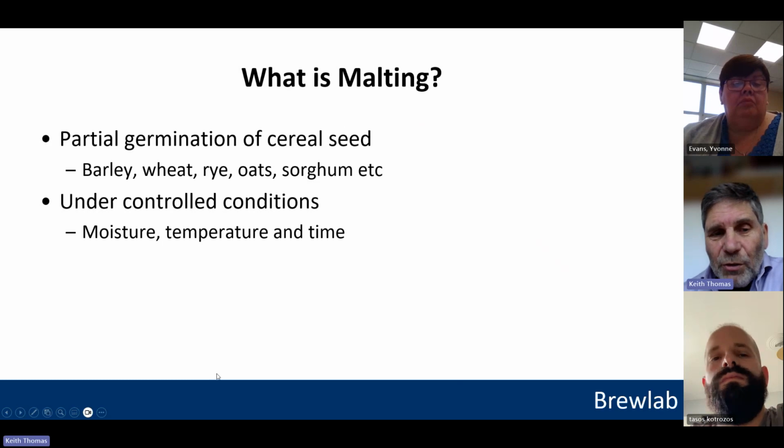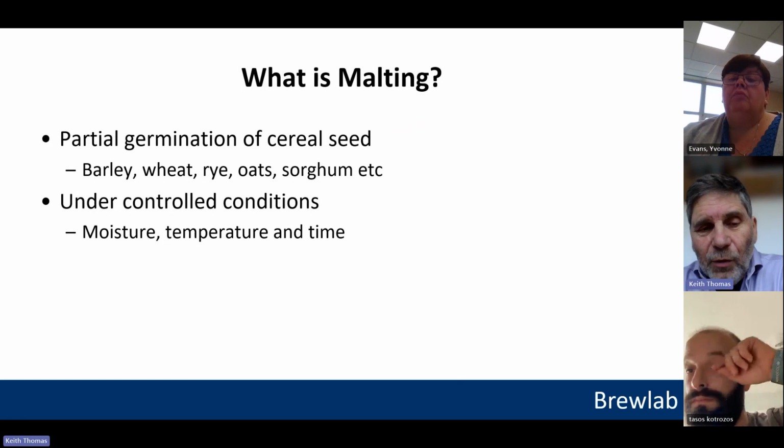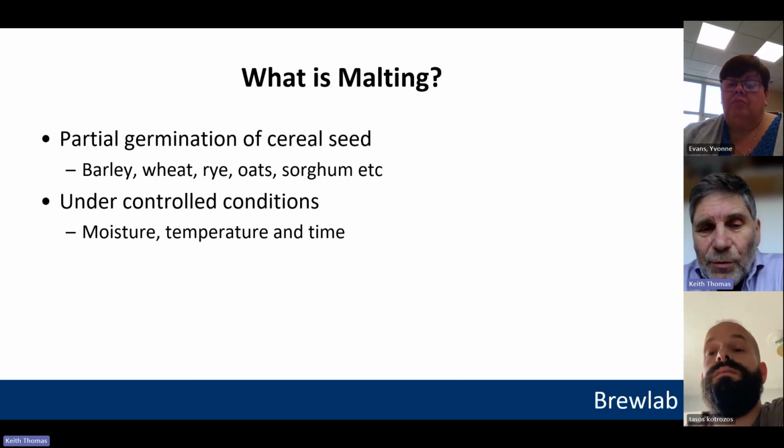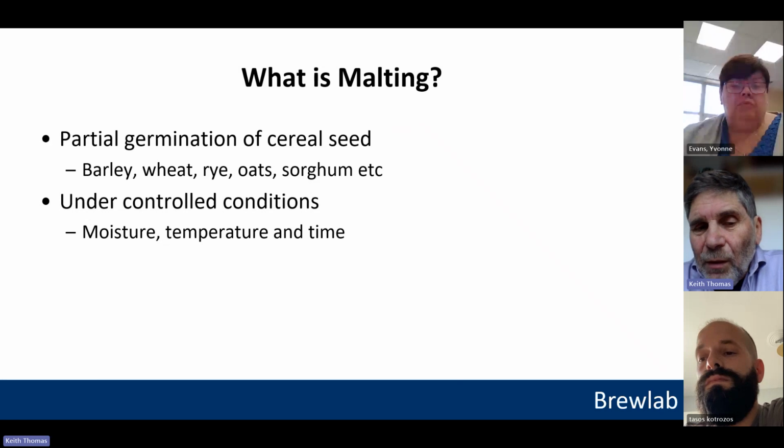We've got to control conditions, and the very important ones are moisture during the processing of the malting, the temperature of the maltings, and how long we leave each stage. We can change the characteristics of the malt by varying how much hydration there is, moisture in the grain, what temperature we put the grain to germinate at, and the time that it stays.